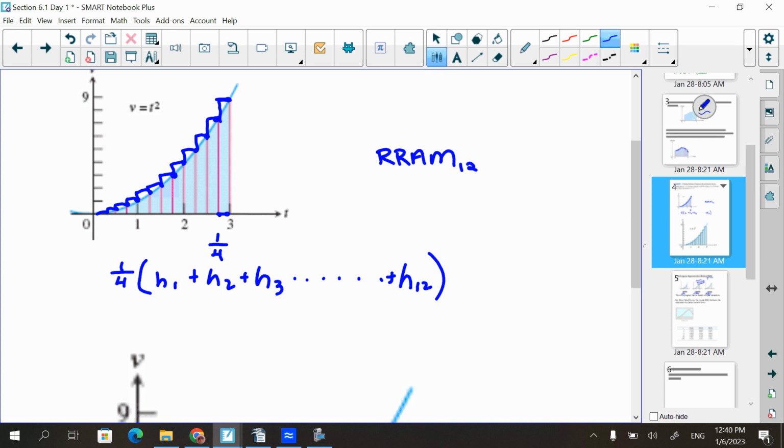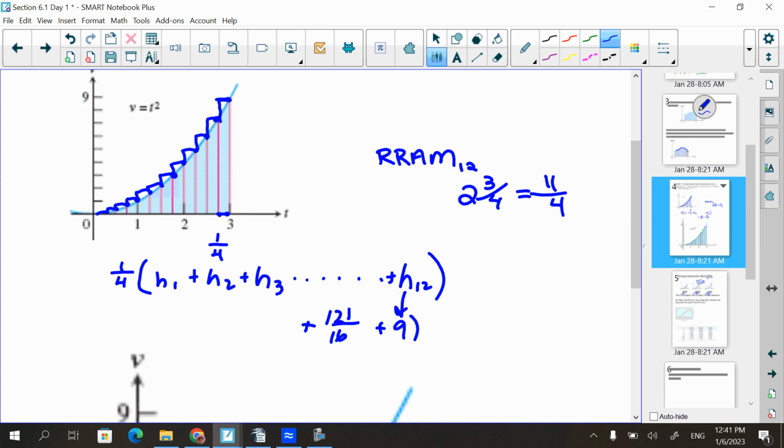Now, what about finding those heights? Well, if I want to know the height of this one, I would need to plug 3 into the equation. 3 squared is 9. So this height is 9. 2.75 squared. Well, you don't know that one without a calculator, but what is 2.75 as a fraction? Isn't it 11/4? Square that, it's easier. 121/16, you know? We're not going to completely work through this problem, but I wanted to point that out.